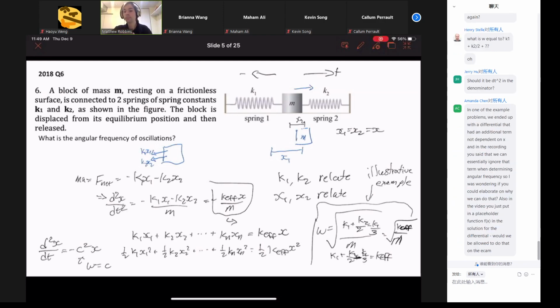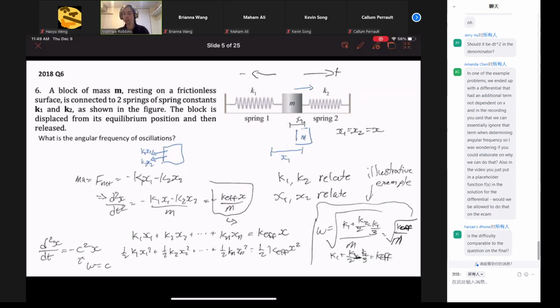In one of the example problems, we end up with a differential equation that had an additional term that does not depend on x. Right, yes.